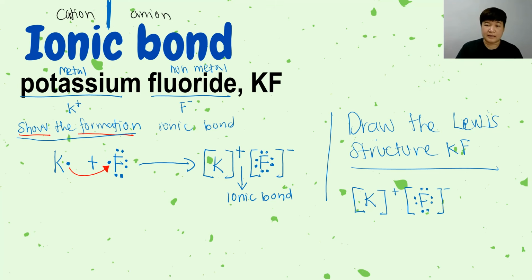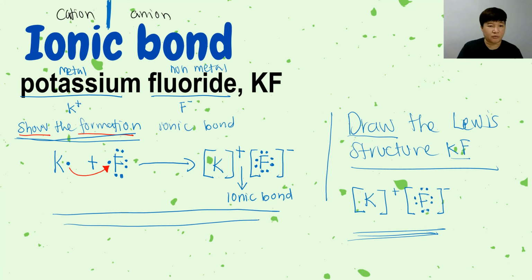And if the question only asks you to draw the Lewis structure of potassium fluoride, this will be the answer. If the question asks you to show the formation, this will be the correct answer. Bear that in mind, formation means you need to have everything at the beginning, what happened and what was produced. Draw the Lewis structure means you only need to have that structure, and that's it.